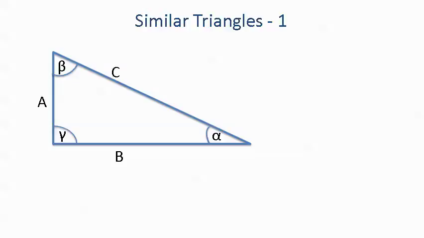Similar triangles. Two triangles are similar if they have the same angles. We are going to use this right angle triangle in order to introduce this concept.